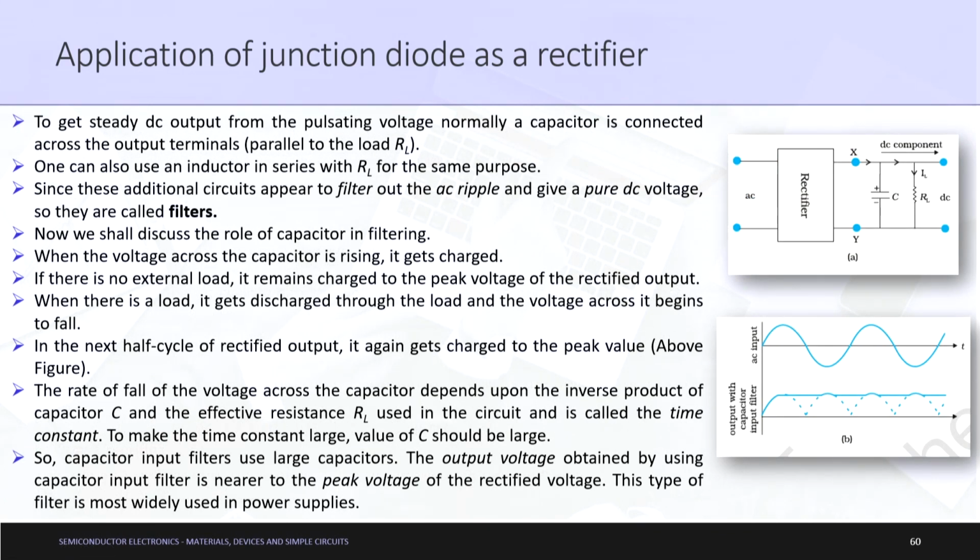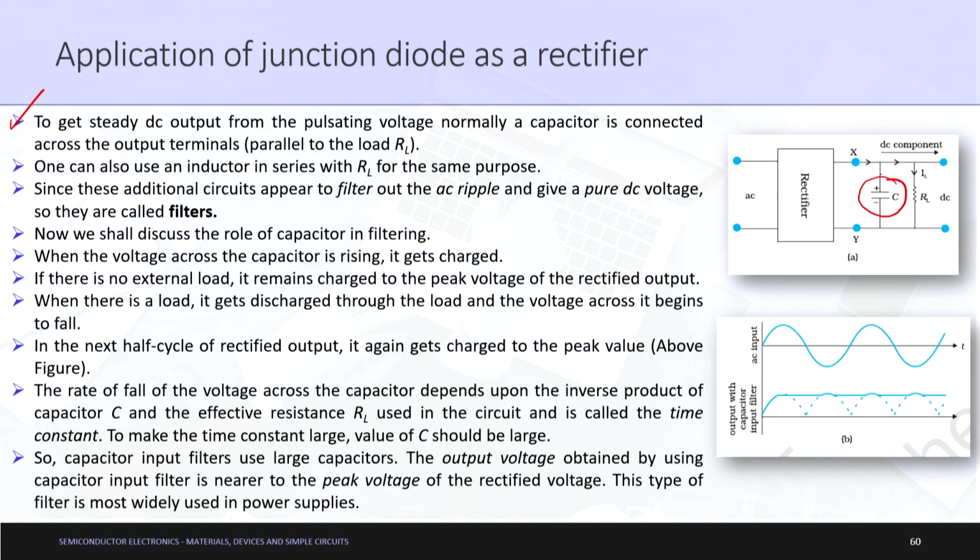Fine. Now, to get a steady DC output, we require a constant value. So, we will add some more components to this and try to find a constant value here. To get a constant steady DC output from the pulsating voltage, normally a capacitor is connected. The concept of the full wave rectifier and half wave rectifier is over. Now, we are trying to understand a different topic here.